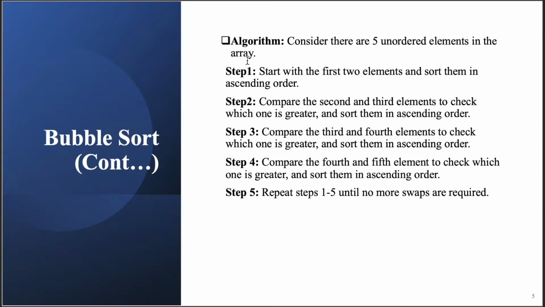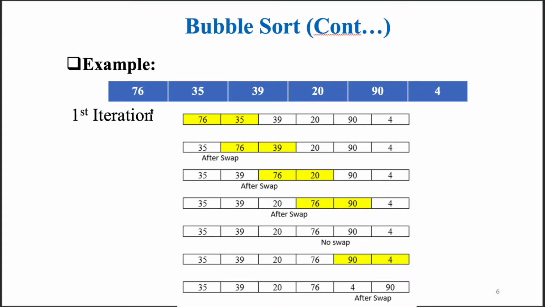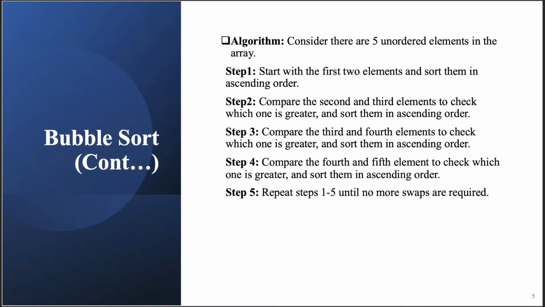Now, the steps involved in the algorithm are: step 1, start with the first two elements and sort them in ascending order. Now, we take this unsorted array as an example. The first two elements from the left are 76 and 35. Sorting them in ascending order means swapping 35 and 76. Step 2, compare second and third, step 3, third and fourth, and so on.